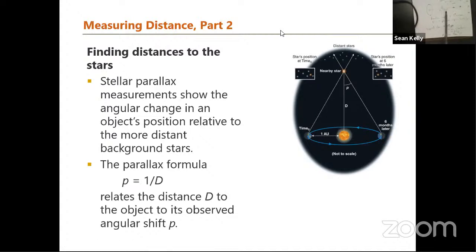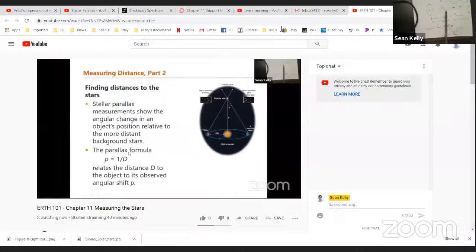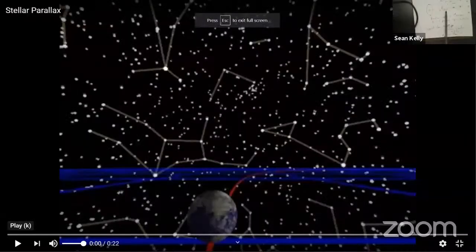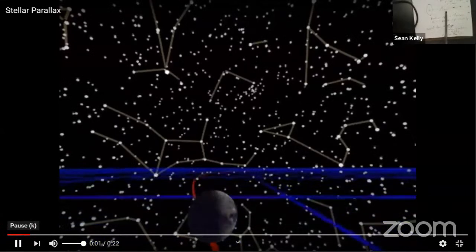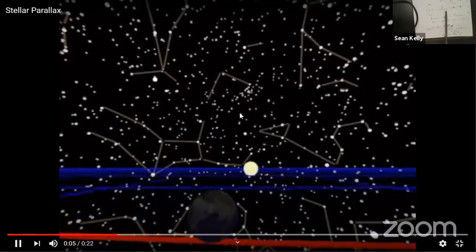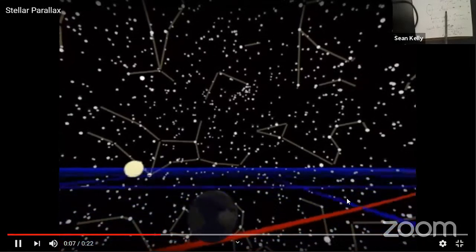Okay, actually, I just realized I've got something else I'd like to show you. Let's go ahead and show you this little thing. I know it's going to be a little weird, but I'm going to show you this quick animation. This is somebody showing you the Earth is orbiting the sun. And as it goes around the sun, you'll notice that some of the stars, like these ones, are changing position, right, as the Earth orbits the sun.